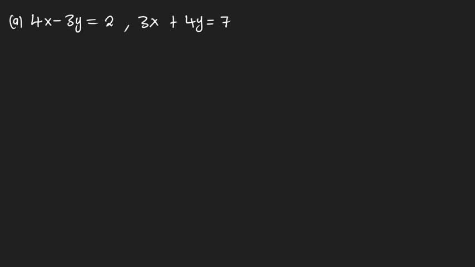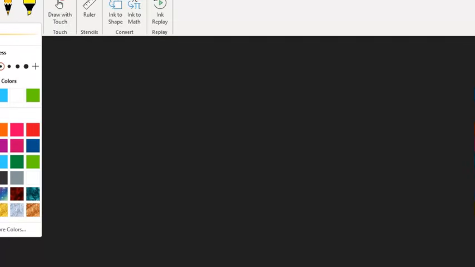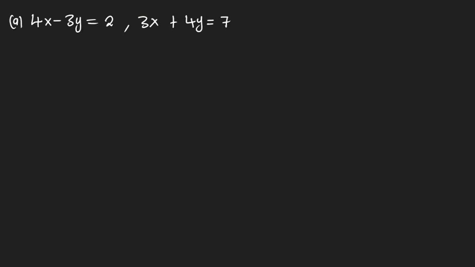So now the first thing that you are supposed to do is put the equations in their respective order. You are going to get your 4x minus 3y is equal to 2. Then you are going to get your 3x plus 4y is equal to 7. You get the equation and put it in that particular form. Then next, you are going to find your determinant.